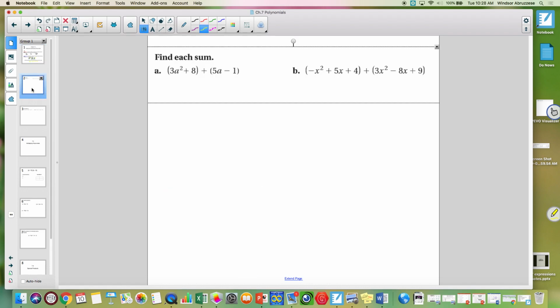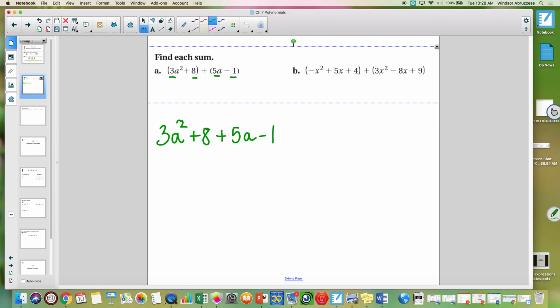So we're going to add polynomials and subtract polynomials. So let's first complete these two by finding the sum. So I have 2 polynomials, or we can also say a binomial. Bi means 2. These both have 2 terms. So I have 3a squared plus 8, and I'm adding 5a minus 1 to that.